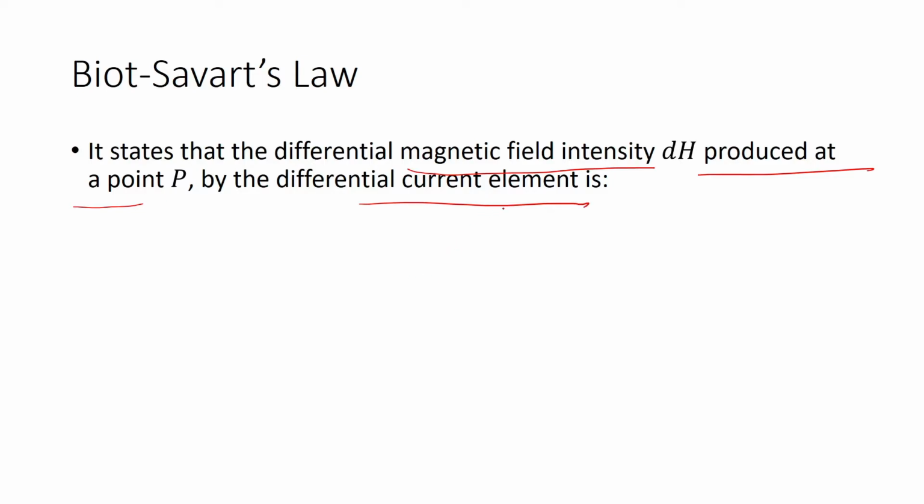The meaning of differential current element is, for example, if this is the current carrying conductor, they could not quantify the magnetic field because of the entire conductor. Instead, what they have done is, if I consider the current flowing in this region, this has become the current element, differential current element.